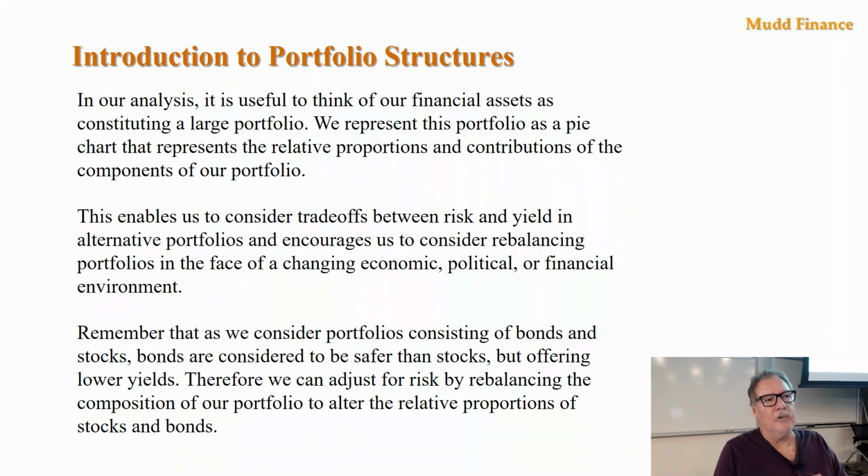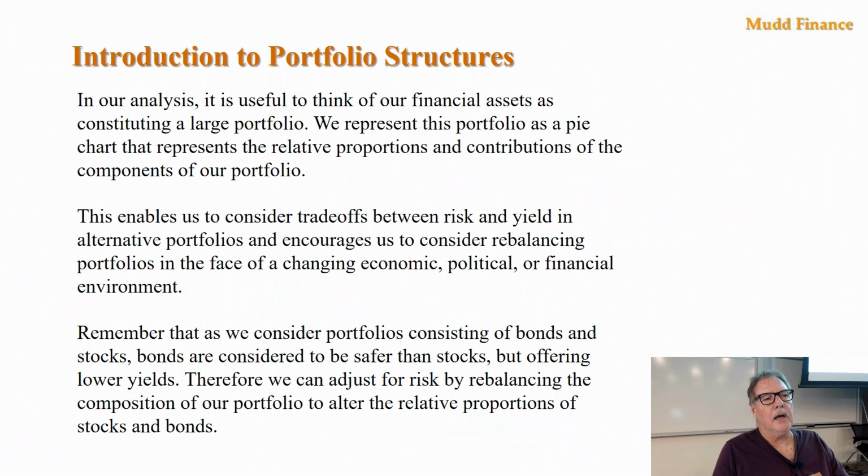We can therefore adjust for risk by rebalancing the composition of our portfolio to alter the relative proportions of stocks and bonds. When times are getting tough, we can sell off stocks, use the proceeds to buy bonds, or in reverse. Now we'll continue to refine this throughout the semester, now that we've introduced it. We can't go very far with the bond part without a big long set of lectures on bonds, and that follows the exchange traded product lectures, so that's not far away.